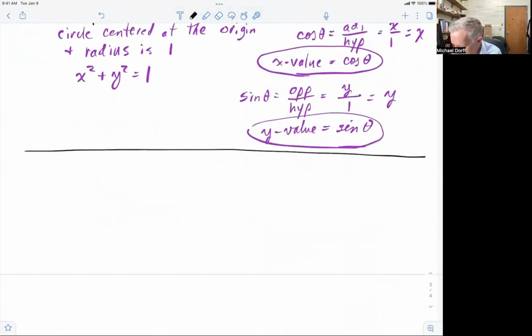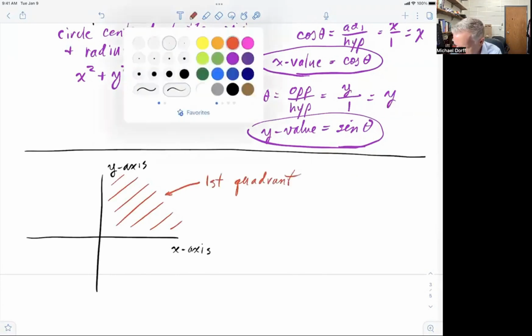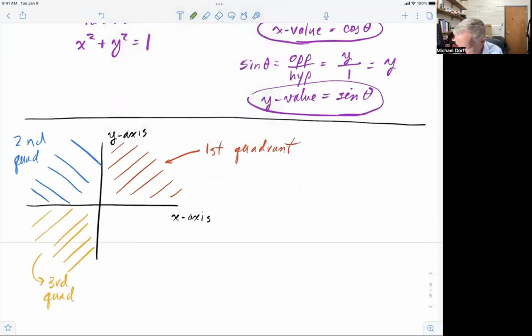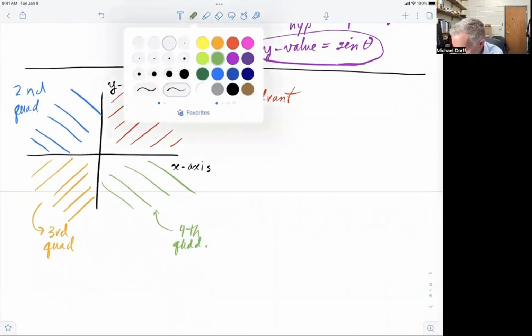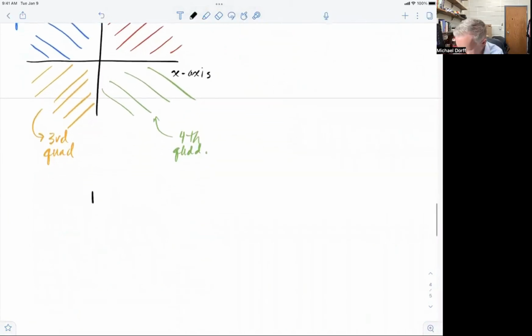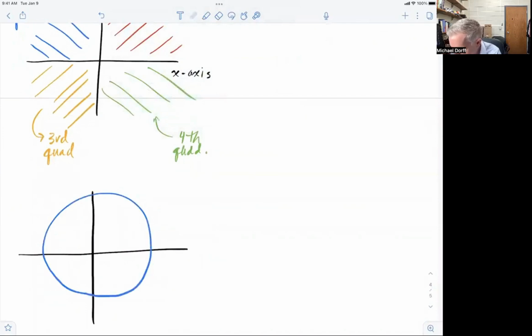Let me give you a little bit more background on one other aspect. If I have an axis, everything in this part here is known as the first quadrant, and over here this is the second quadrant. This orange side is the third quadrant, and the green side here is the fourth quadrant. Now let's look at some angles in a circle in the first quadrant. So I'm going to draw my axis again, draw a circle, and we're going to look at some angles in the first quadrant.